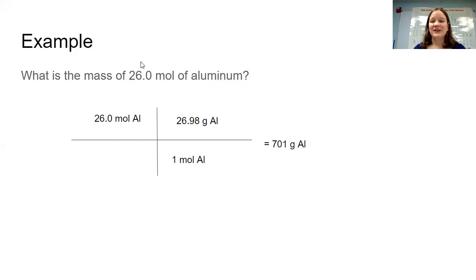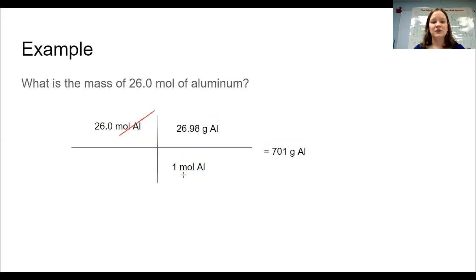So we take what we're given in the problem and we write it in the top left. Then we set up our boxes to do our conversion. Because it's asking me to find the mass, we're going to use the conversion factor where the moles are on the bottom, so that the moles of aluminum cancel out and I'm left with the grams of aluminum. When I multiply those two numbers, I get 701 grams of aluminum.